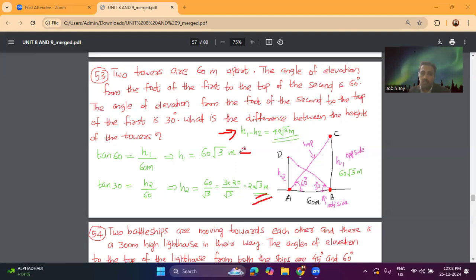So H1 is 60 root 3 and H2 is 20 root 3. Then find the difference. H1 minus H2 is 60 root 3 minus 20 root 3, that is equal to 40 root 3 meter. Then next is question number 54.